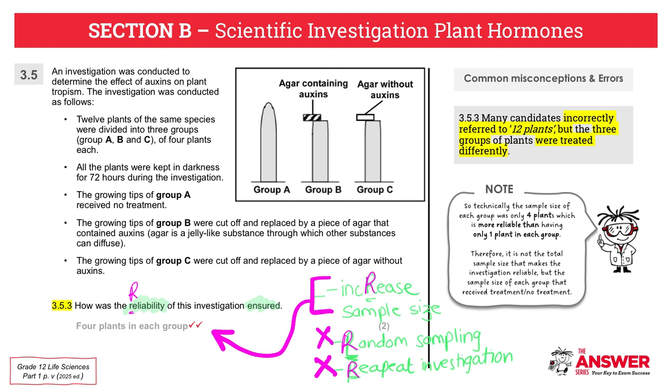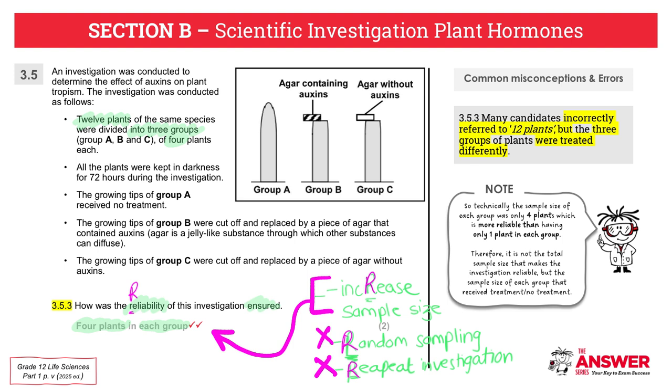So how large was the sample size? Now, yes, the investigators used 12 plants of the same species, but each group only consisted of 4 plants. So the answer for them and how they increased reliability is that each group had 4 plants in it instead of just 1 plant. So you're not comparing 3 plants, you're actually comparing 12 plants in total.